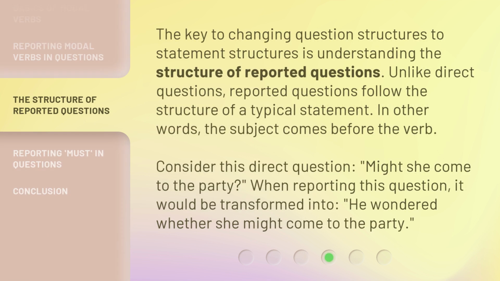The key to changing question structures to statement structures is understanding the structure of reported questions. Unlike direct questions, reported questions follow the structure of a typical statement. In other words, the subject comes before the verb. Consider this direct question: "Might she come to the party?" When reporting this question, it would be transformed into, "He wondered whether she might come to the party."